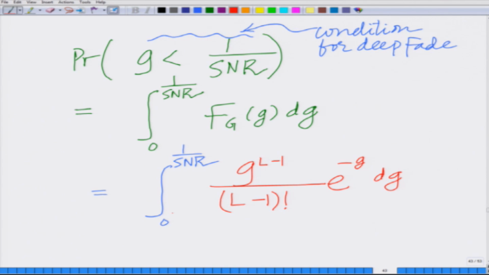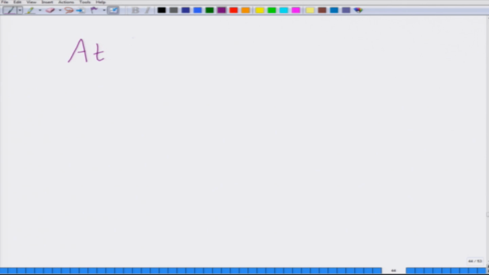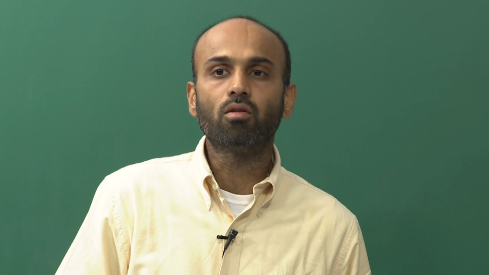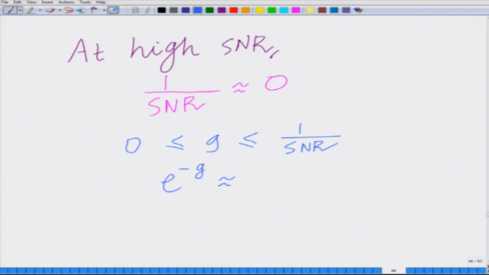Correct, and therefore, I am integrating the probability density function of G between the limits 0 to 1 over SNR, and now you can see that at high SNR, which means SNR is tending to infinity, 1 over SNR is approximately 0. Remember we are considering G between 0 and 1 over SNR, and 1 over SNR itself is very close to 0, which means the quantity G is very small, which means e to the power of minus G is approximately equal to 1.